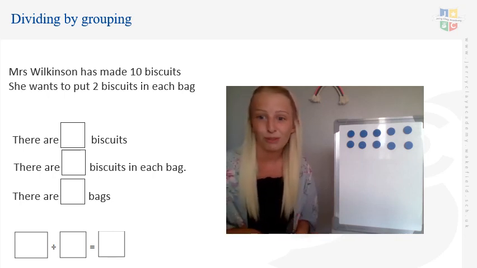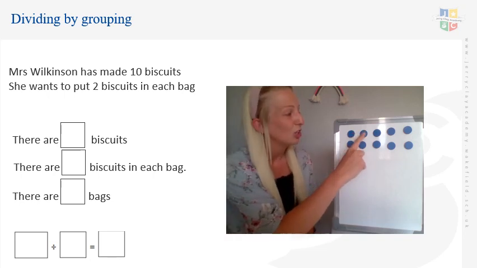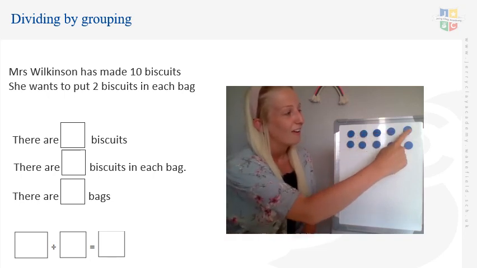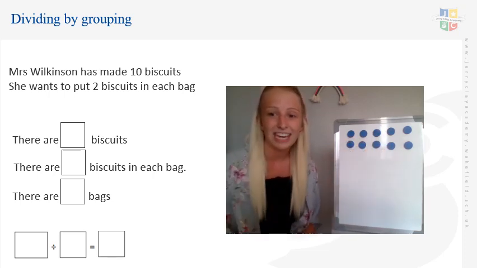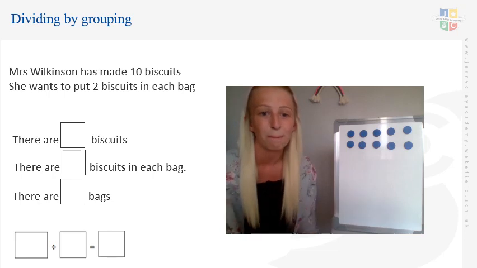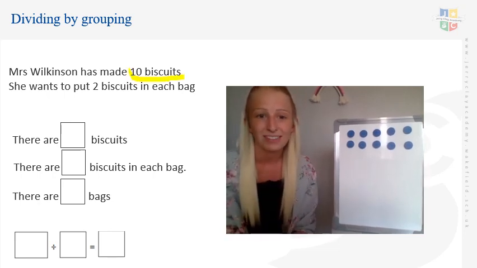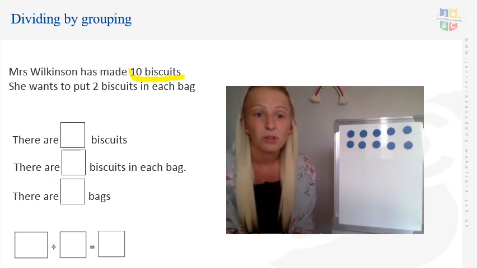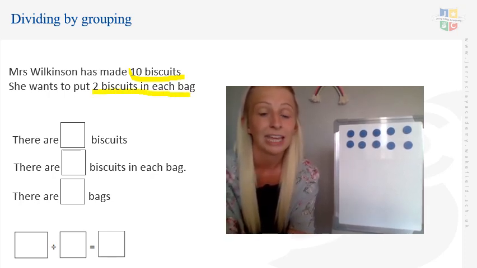Fantastic. Let's point and count to them to ensure that we've got accurate counting and we've definitely got 10. Ready to count with me? 1, 2, 3, 4, 5, 6, 7, 8, 9, 10. There's Mrs. Wilkinson's 10 biscuits, so I'm going to underline that there. 10 biscuits. She wants to put 2 biscuits in each bag.